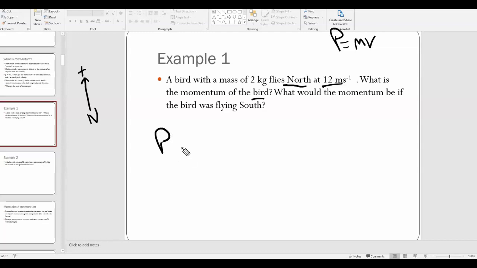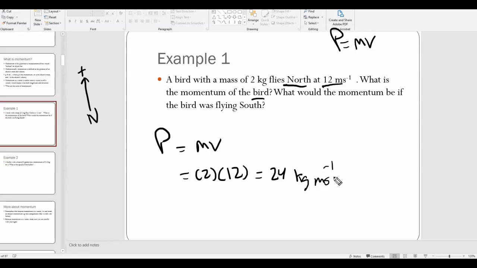Then the momentum of the bird would be its mass times its velocity, which would be 2 kilograms times 12 meters per second, specifically a positive 12 meters per second, because that's how our coordinate system was defined. So that would be 24 kilogram meters per second, and that would be the momentum of the bird.